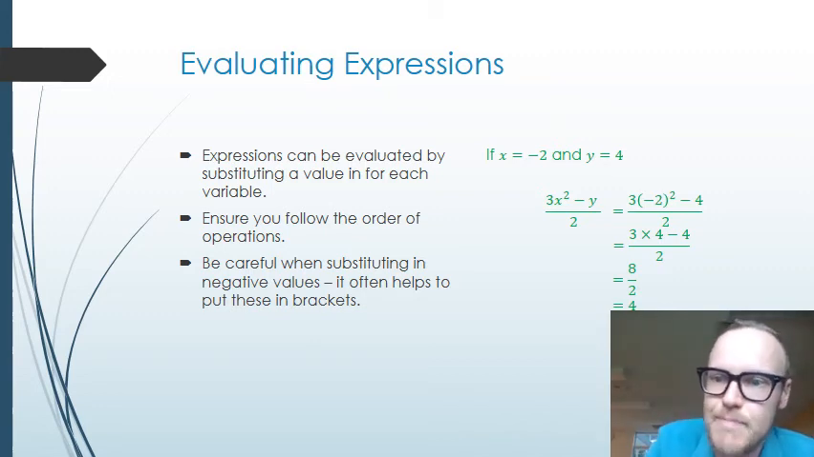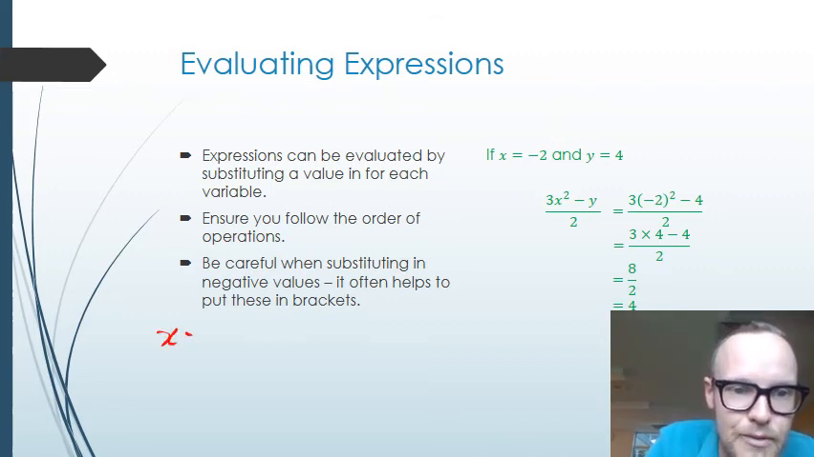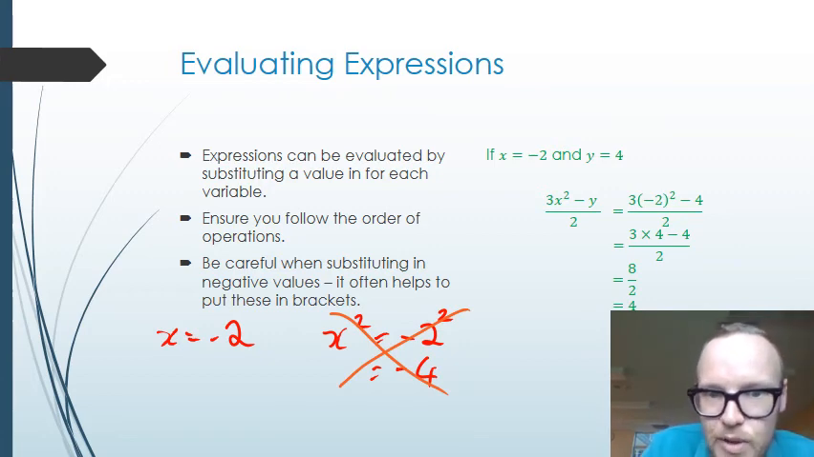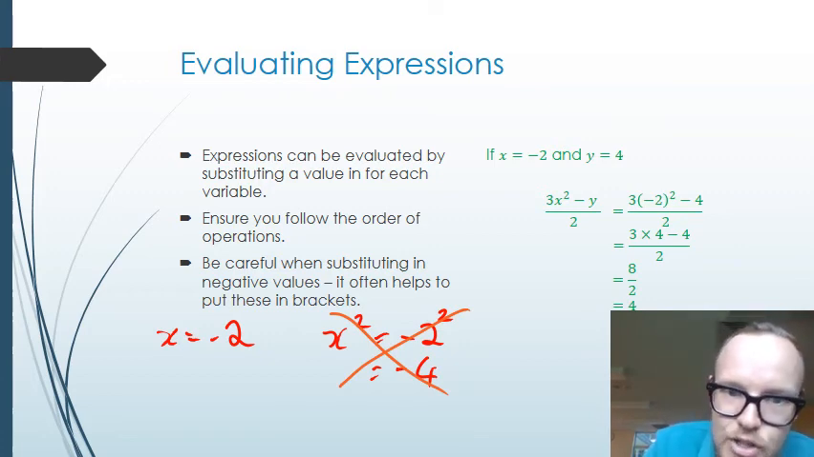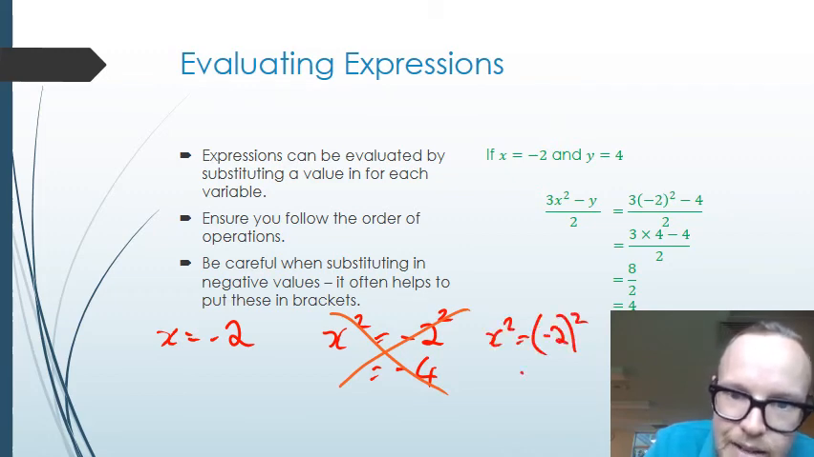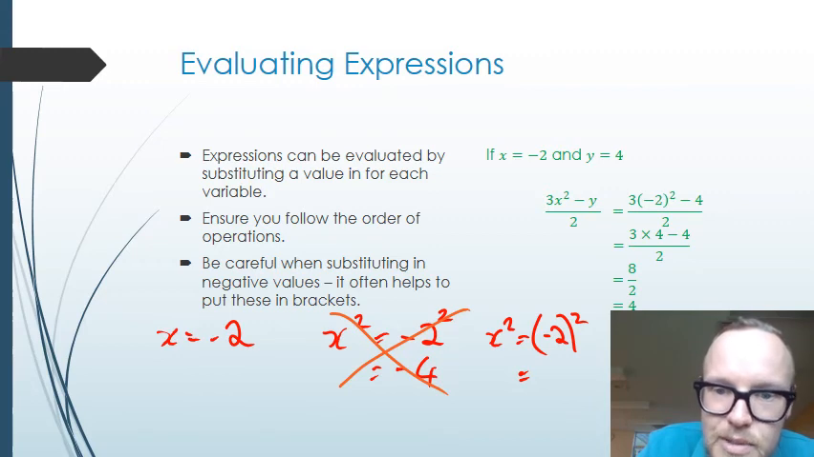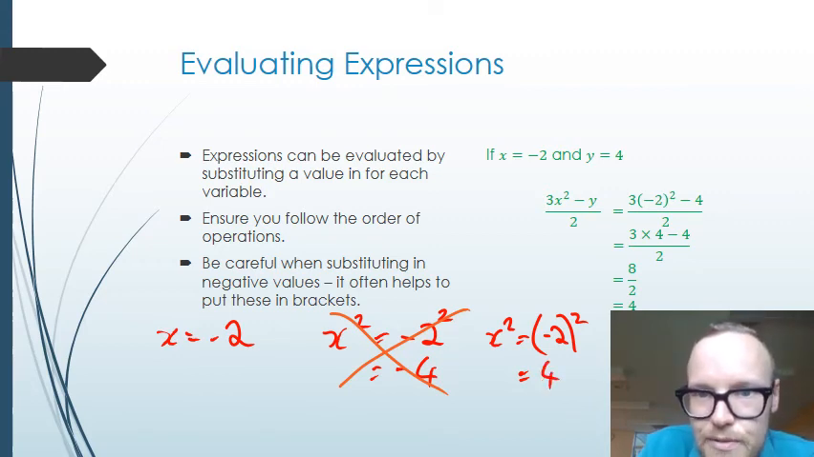A common mistake that is made is when someone might say, if x equals negative 2, and then I have x squared, that equals negative 2 squared, so then that's the same as negative 4. That is wrong. What they should have done is say, I've got x squared, that's equal to negative 2 squared, that's negative 2 times negative 2, and a negative times a negative is a positive. So negative 2 times negative 2 is positive 4.